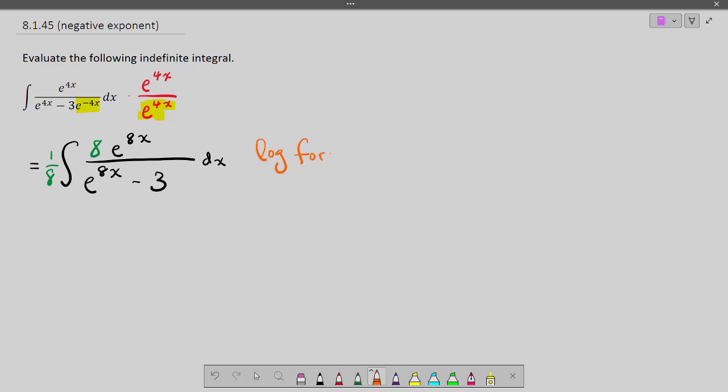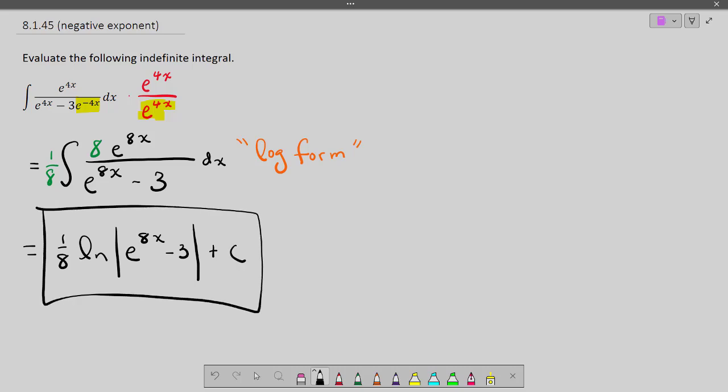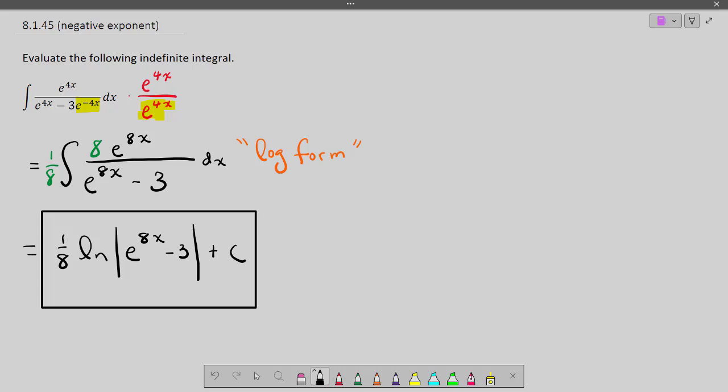And log form is nice because we know how to integrate in log form immediately. We don't have to do substitution. It's always natural log absolute value of the denominator. So that would be our final.